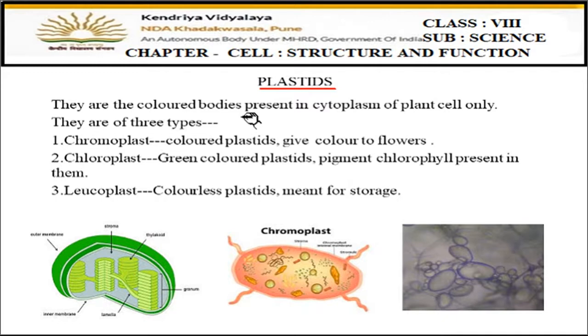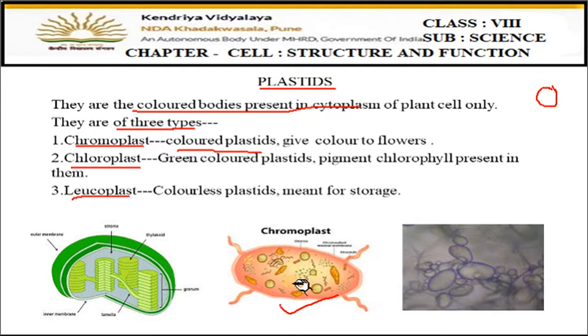Plastids are the colored bodies present in the cytoplasm. They are small circular colored bodies which are present in the cytoplasm. Now there are three types of plastids. One is chromoplast, the other is chloroplast, and the third one is leucoplast. Fine. So chromoplast means what, children? Chromo means colored, plastids which are colored in nature. Here you can see chromoplast. This is the structure. So these are colored plastids. They give color to the flowers. Flowers have different colors due to the presence of chromoplast.